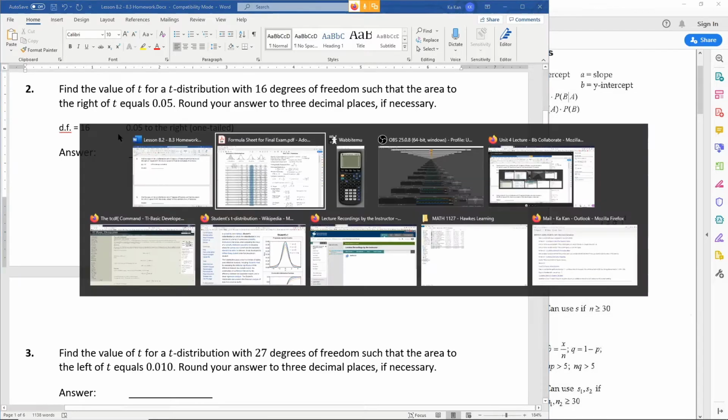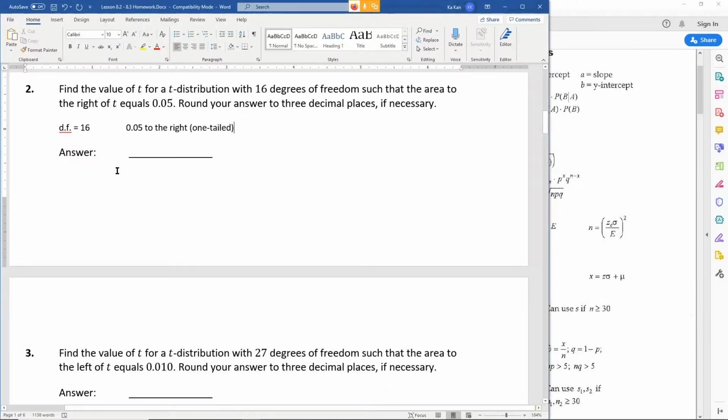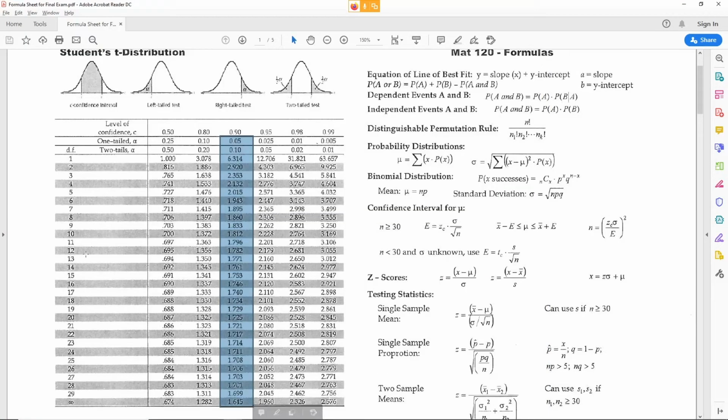So what's one tail? You go to the formula sheet again. One tail, 0.05, which is this column right here. And we want the degree of freedom, 16. So 16 will be right here. That's 1.746.